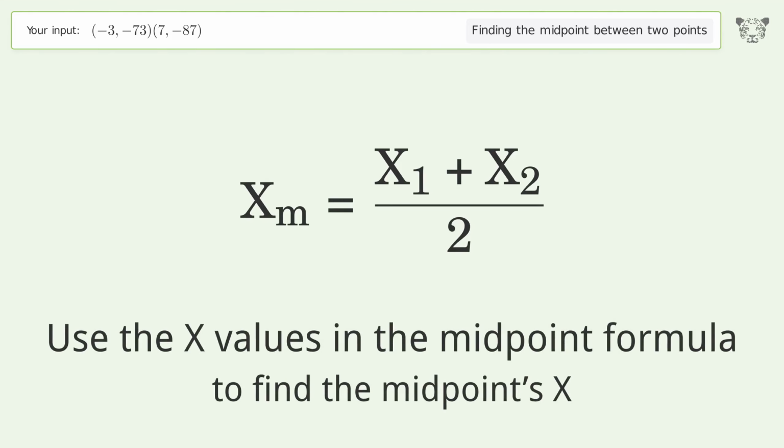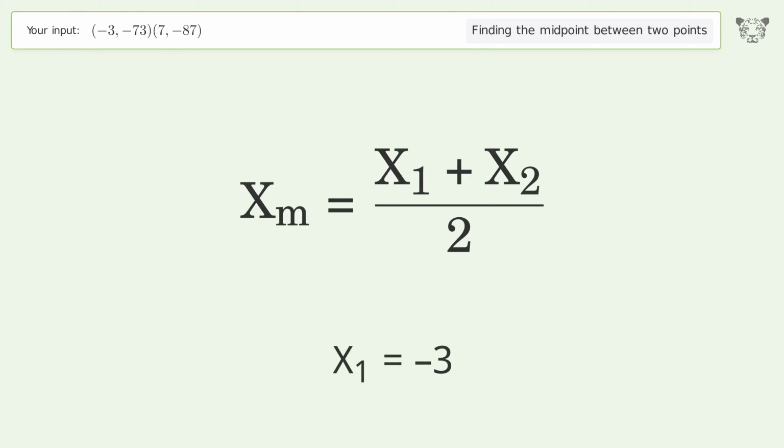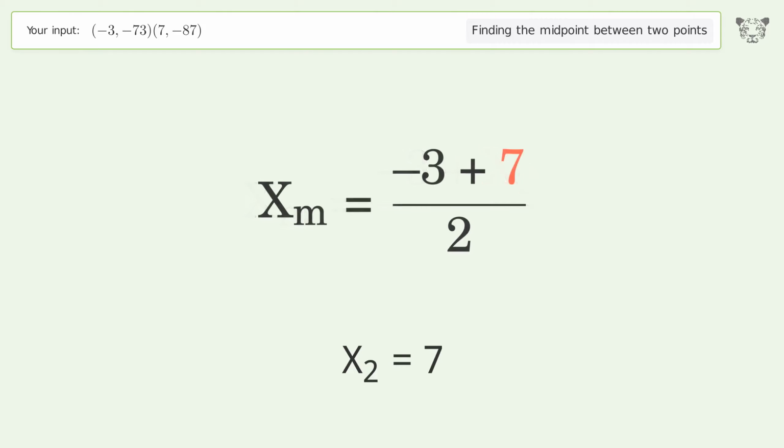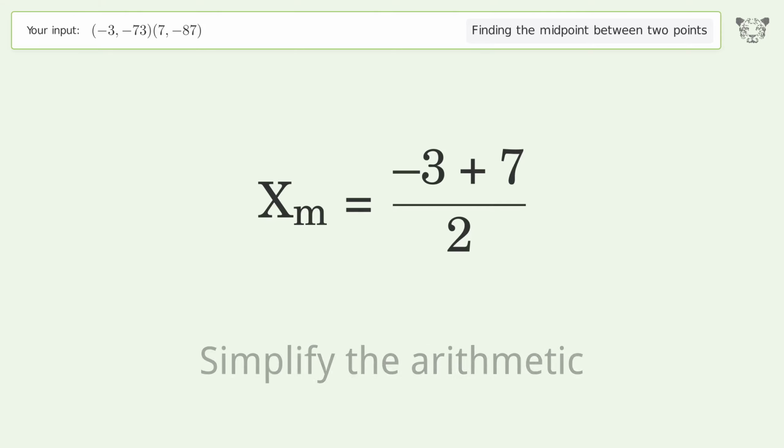Use the x values in the midpoint formula to find the midpoint's x. x1 equals -3. x2 equals 7. Simplify the arithmetic.